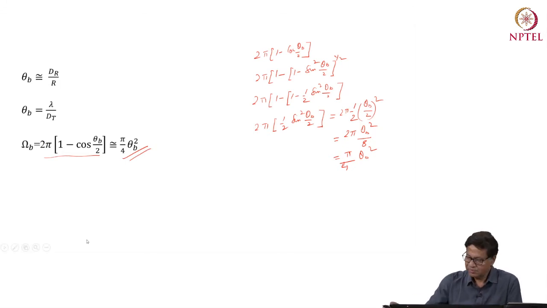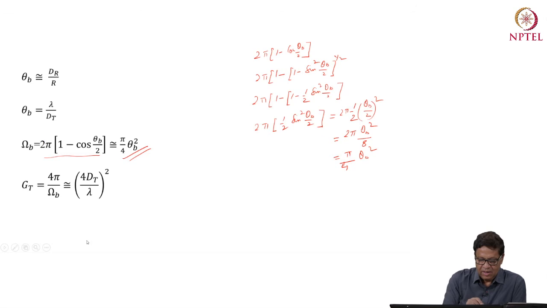And let us define the GT as that 4 pi, the whole solid angle divided by this solid angle, omega b, and putting these values of theta b and using these expressions, what I get is GT is equal to 4 dt by lambda square. This is a transmit gain. So this is an expression for transmit gain.